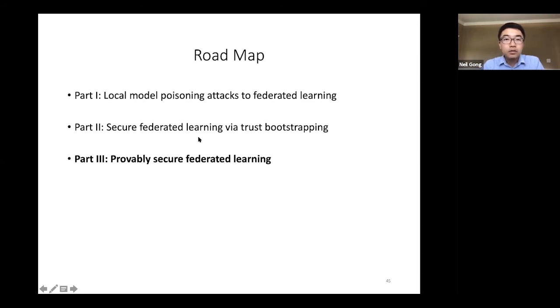Okay, let me see the Q&A. The first question is how non-IID is the data. In our paper we did a lot of experiments. We tried different degrees of non-IID. Some are highly non-IID and some are not that highly non-IID. For more details, please check our paper. Let me see the next question.